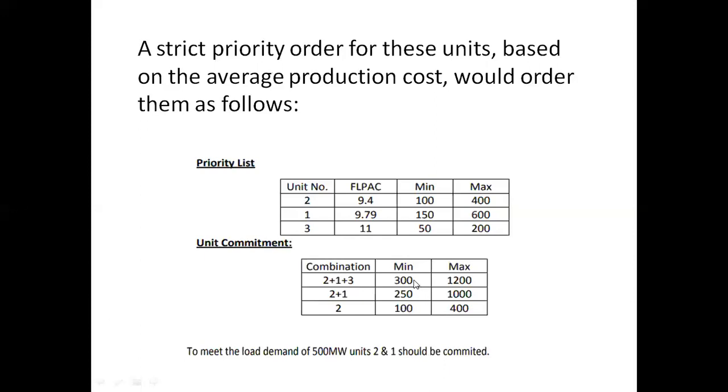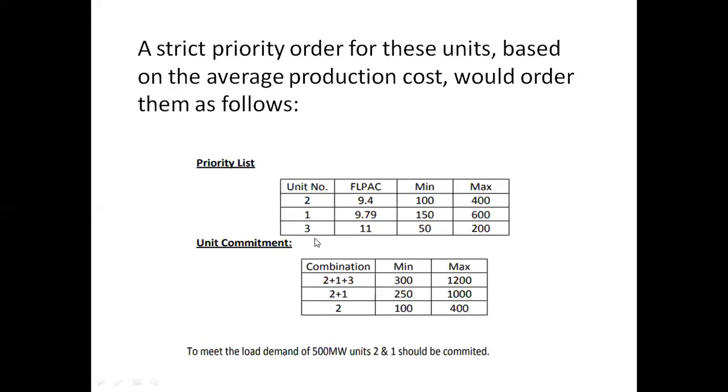So the minimum demand will be 300 and the maximum demand, the summation of those 3, is 1200. When the 2 combination is there, first we have to commit unit 2, followed by unit 1. So the total summation of these 2 gives 250 as the minimum demand and the maximum demand is 1000, that is the summation of 400 plus 600.